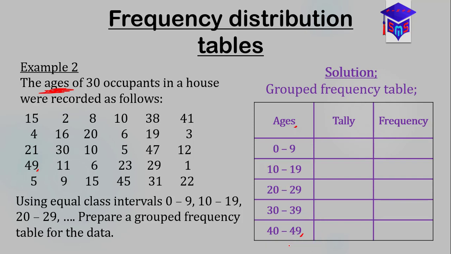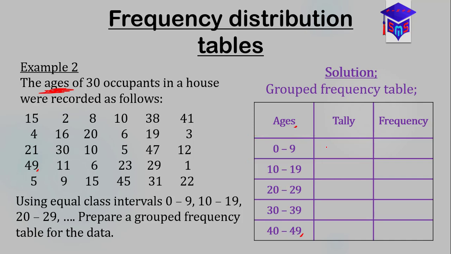Now what this means is that in this class interval we are going to record all the ages from 0 to 9. There will be no need to be counting and tallying one after the other.